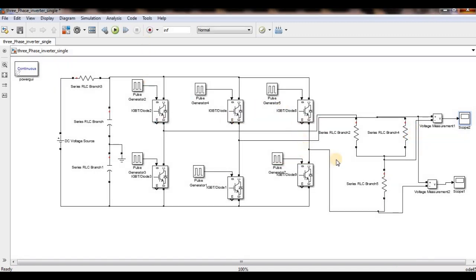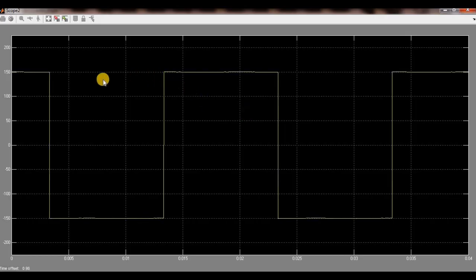We have to provide the neutral path. Once I provide the neutral path here, indirectly these two points are connected. So whenever this switch is on, there is no need to switch on the other switches in the negative path. So in this case, see, this is my output.